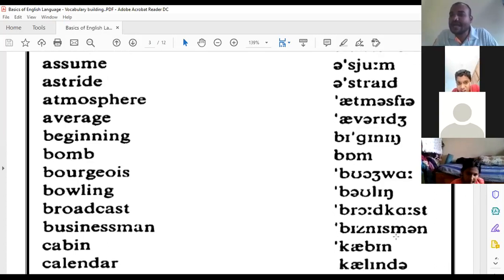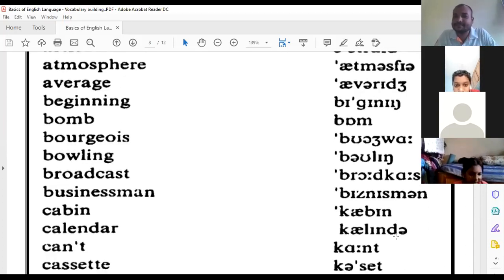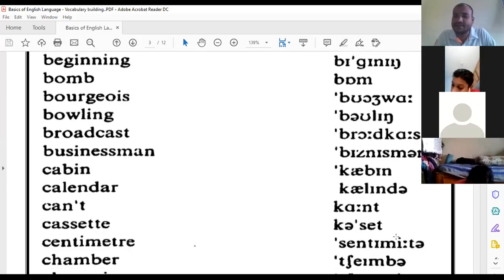Bowling. Next. Broadcast. Not broad, it's broadcast. Very good. Next. Businessman. It's businessman. Very good. Next, cabin. Cabin. Very good. Next, calendar. Calendar. Very good. Next, count.